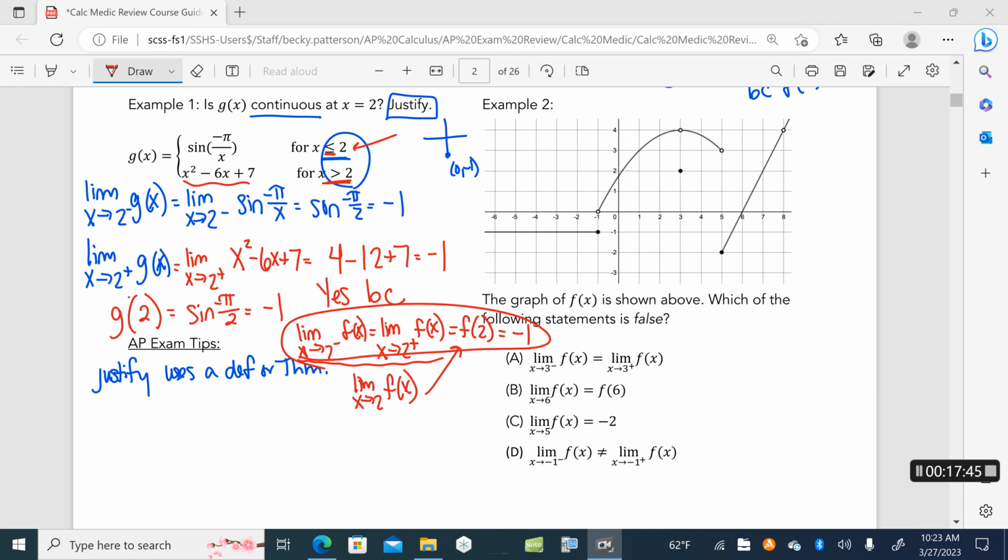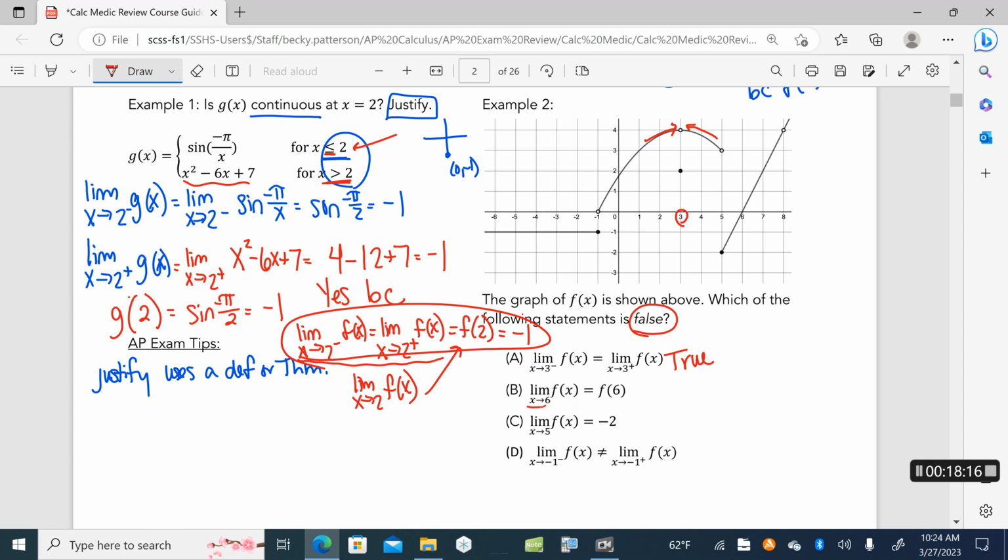Okay, example 2 says the graph of f of x is shown above. Which of the following statements is false? It's a very easy word to overlook. So 3 of these should be true statements, and we're looking for the one that's false. So the first one says the limit as x approaches 3 from the right and the left are equal. So here is 3, and as we approach 3 from the right and from the left, they are headed to the same place. So that is a true statement.